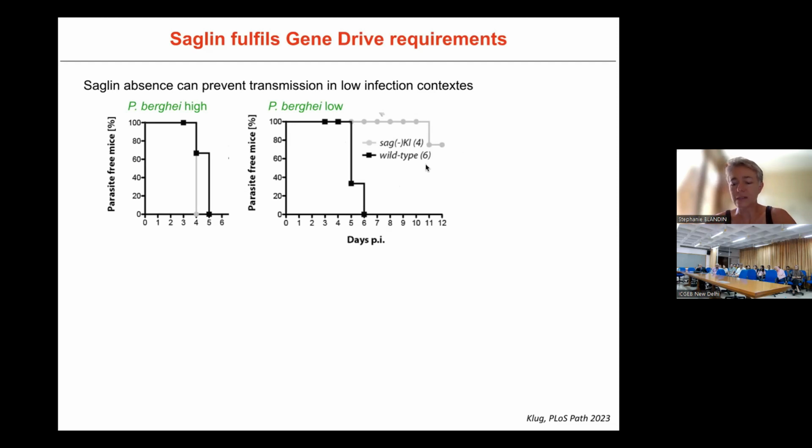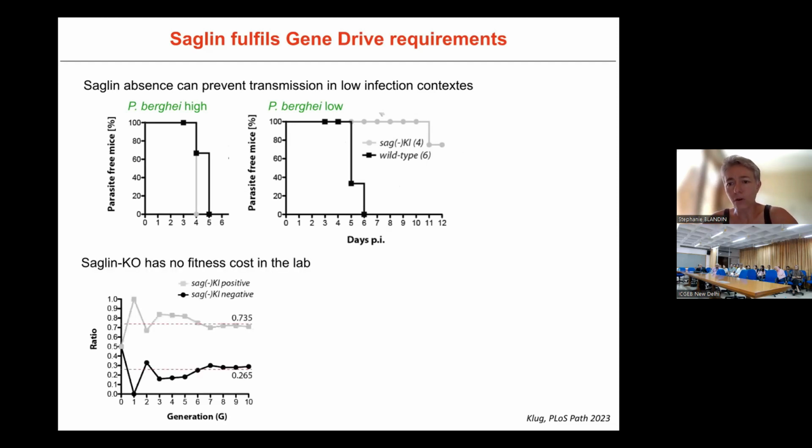And another important question is whether these saglin deficient mosquitoes were more or less fit compared to the wild-type ones, because if you knock out a gene in a mosquito, obviously it can make it more susceptible, or can have a fitness cost that would make its life less easy, basically, in the field.